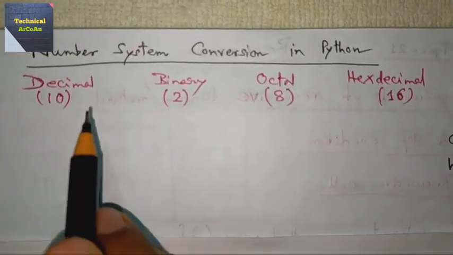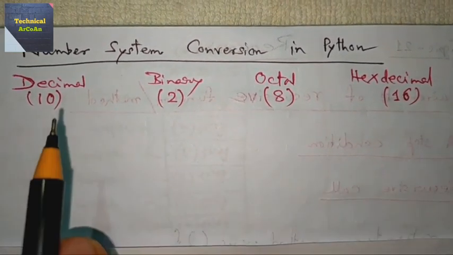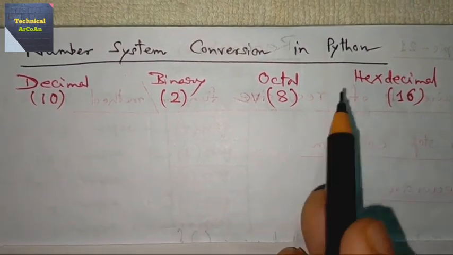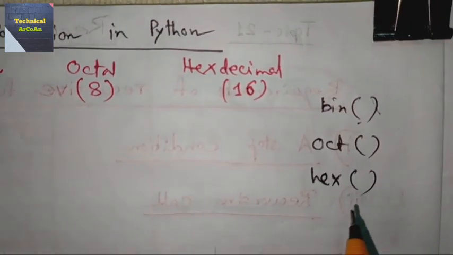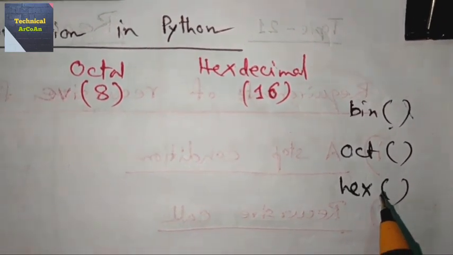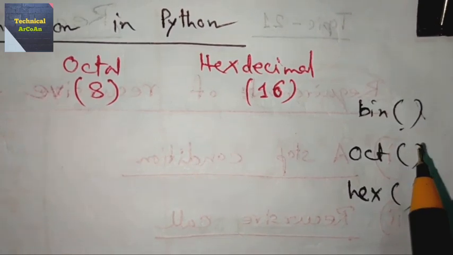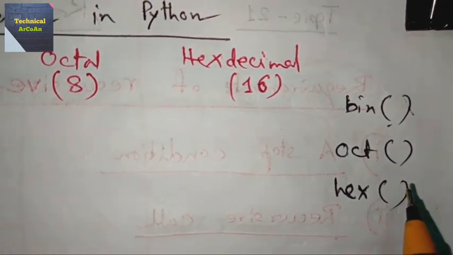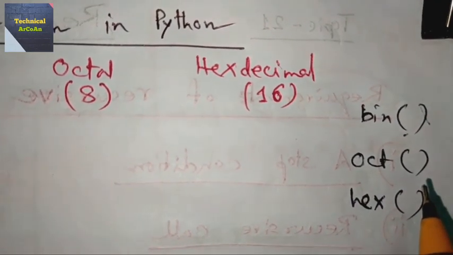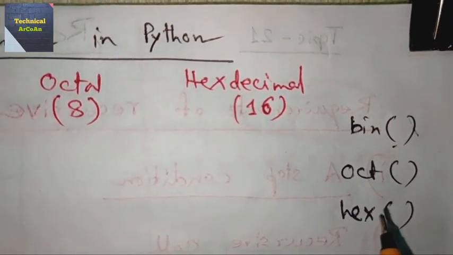Now we talk about number system conversion in Python. There are basically 4 number systems: decimal, whose base is 10; binary, base 2; octal, base 8; and hexadecimal, base 16. In Python, there are 3 functions through which we can convert one number system to another. Using the bin function, we can convert decimal to binary. With the oct function we can convert from decimal to octal. With the hex function, we can convert from decimal to hexadecimal.